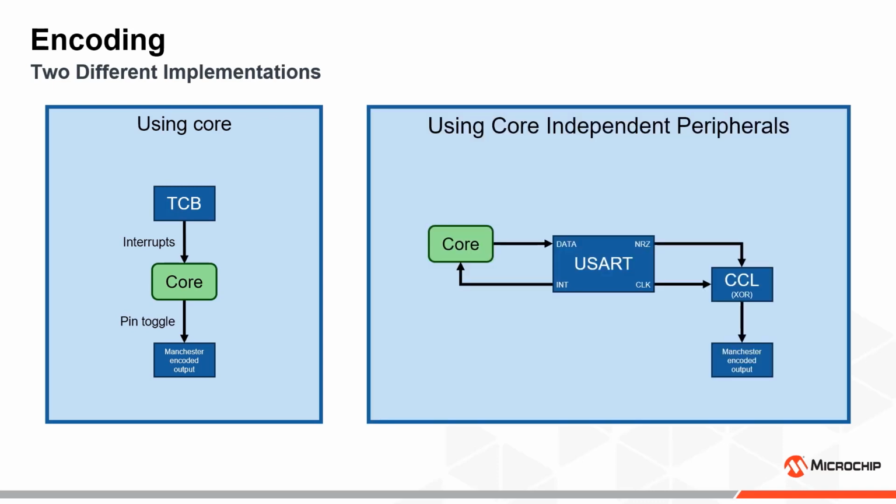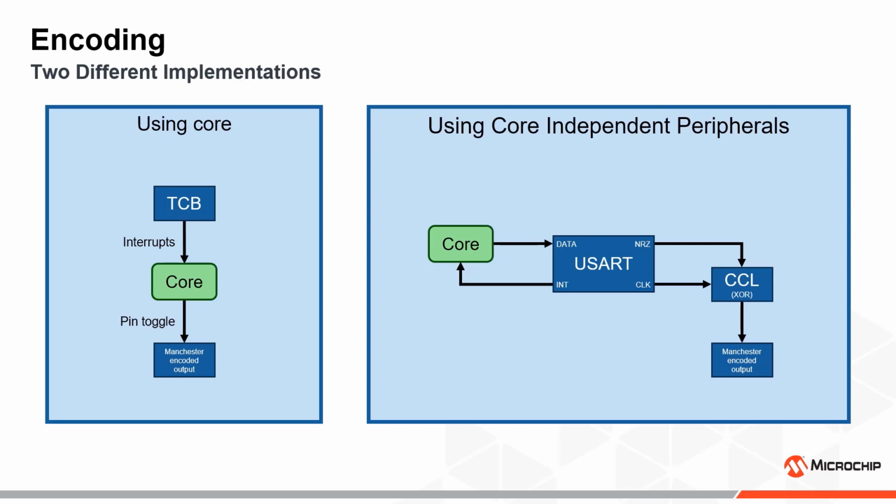Better baud rates can be achieved by using the Core Independent Peripherals. In this implementation, we use the logical exclusive OR relation between the Manchester encoded signal and the NRZ and clock signals. We input our data to the USART peripheral, which generates both an NRZ encoded signal and a clock signal. These are then sent to the custom configurable logic block that functions as a logical exclusive OR.